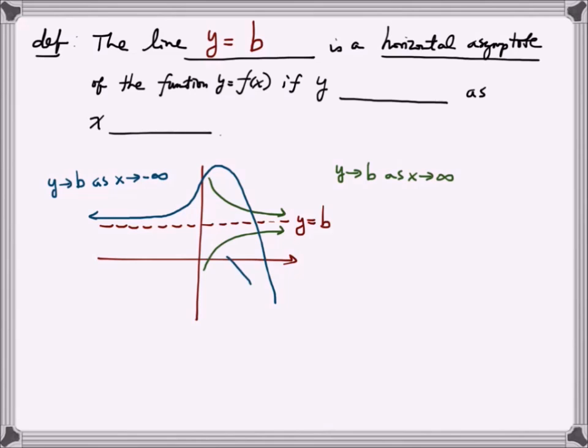And of course, you can have a situation where it just gets close to b and always stays below it the whole time. It will also be the case where y goes to b as x goes to negative infinity. In summary, we say that the line y equals b is a horizontal asymptote of the function if y is close to b as x goes to positive or negative infinity.